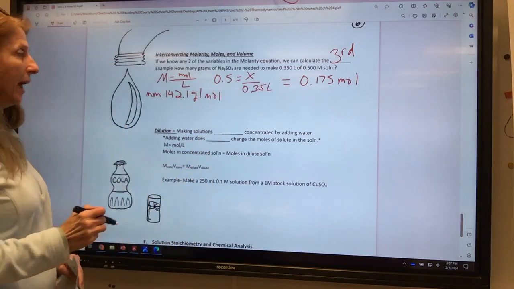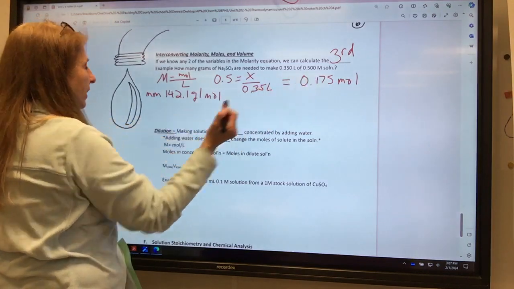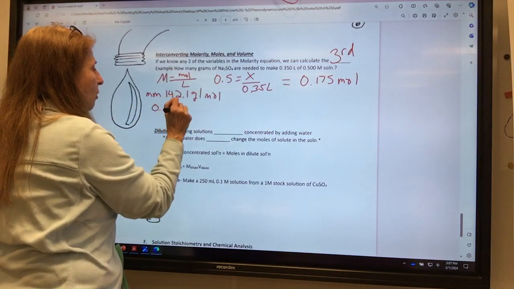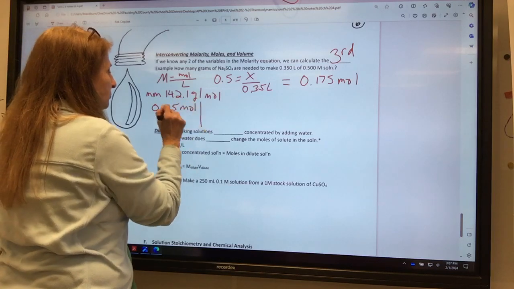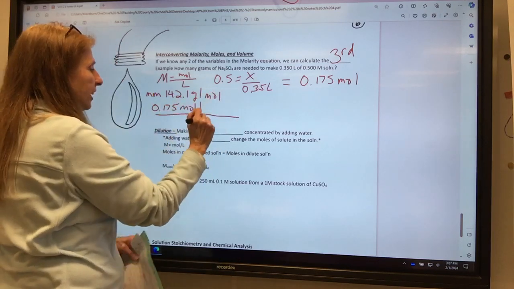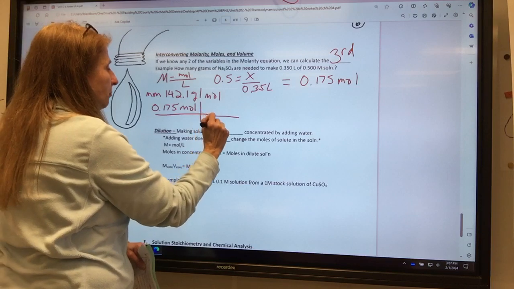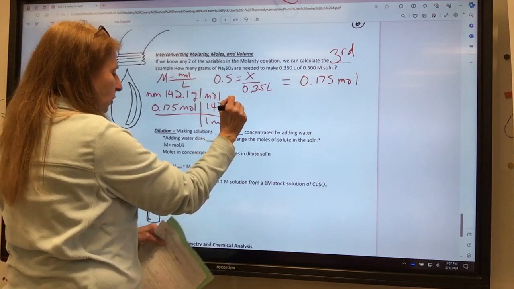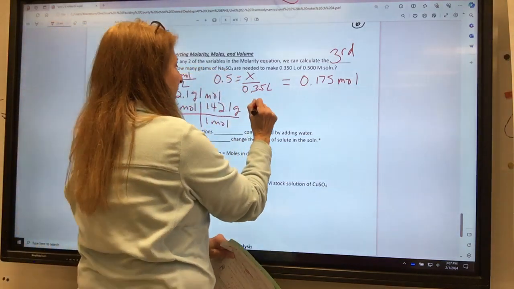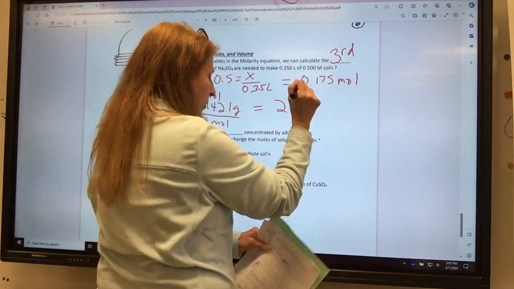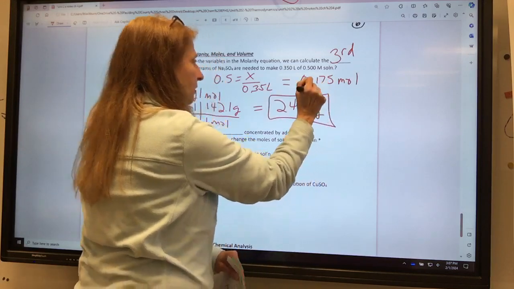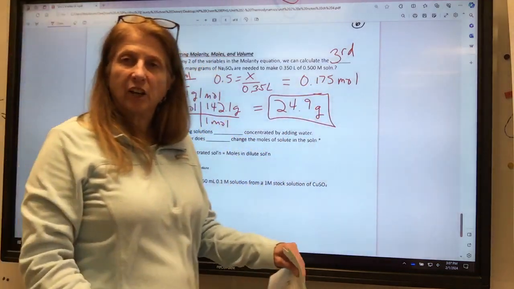So now we can do our math. We're gonna turn these moles into grams. 0.175 moles. Use my conversion here. 1 mole goes in the bottom. 142.1 grams go on top. And I get 24.9 grams. Put a box around it. That's not terrible, is it?